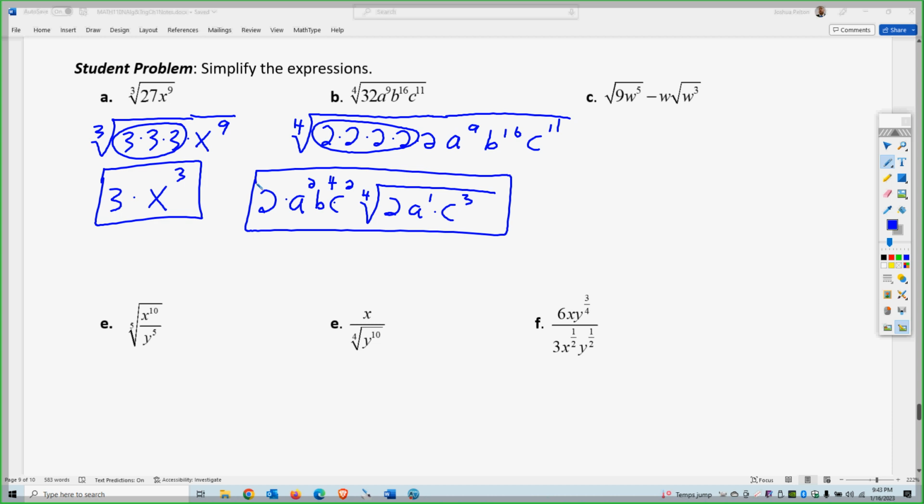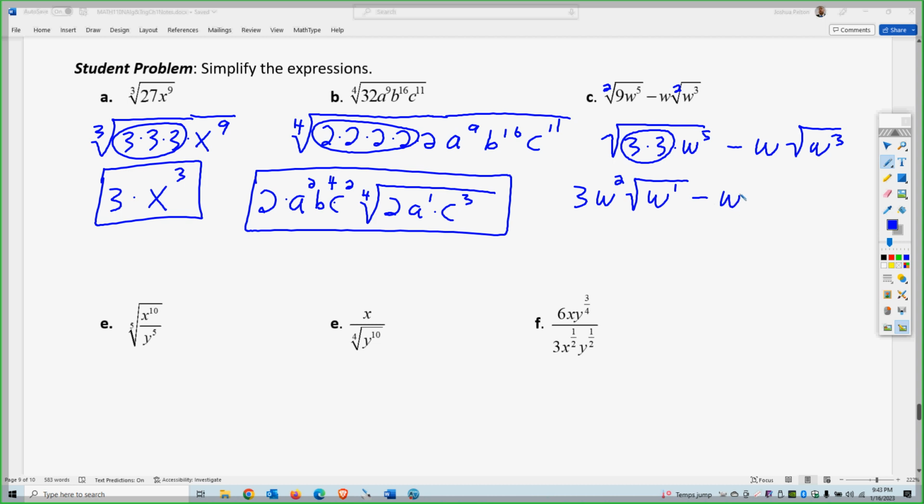Okay, last one is, no, that's not the last one. Adding and subtracting. Those are not like terms. So 3 times the square root of w to the 5th minus the square root of w cubed. A 3 comes out, but remember, this is a square root, right? So 5 divided by 2 is 2, and there's 1 left over. Minus 3 divided by 2 is 1, and there is 1 left over. Okay? All right, so this is 3w squared square root of w minus w squared square root of w. So what do I really have? I have 3w squared minus 1w squared, which is 2w squared square root of w.